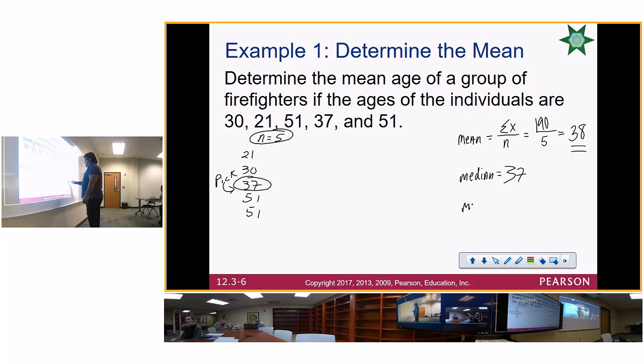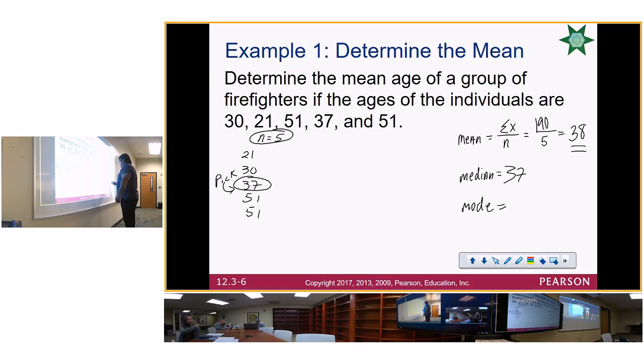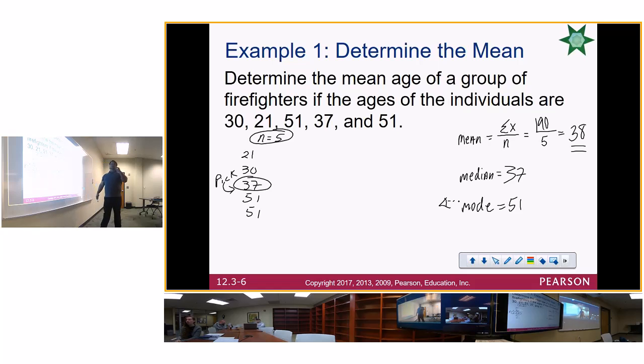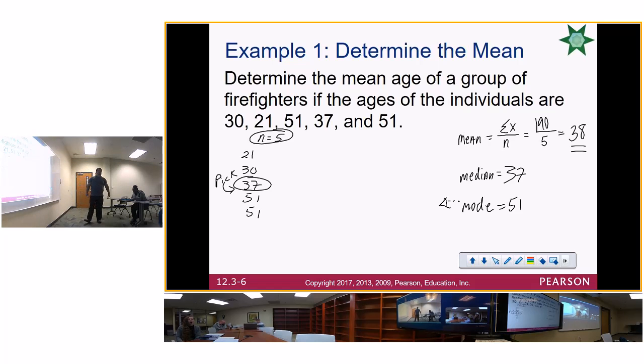Mode, I really don't care about, but in this case, it's 51. Remember, that's the only one that's observed. That's the only one that you look at. You don't calculate the mode.